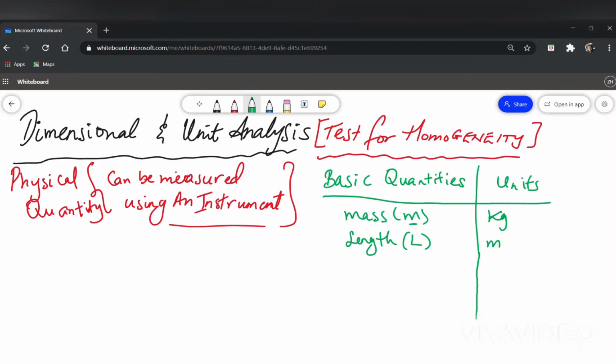Alright, so what we also have is time. The symbol for time is T, and the unit is the second. Then we have our electric current, something you may or may not have met, it's fine. Capital I, the unit is the ampere, capital A. We also have the unit for temperature, of course temperature being capital T. I'm just putting TEMP. The unit is the Kelvin, after Lord Kelvin himself.